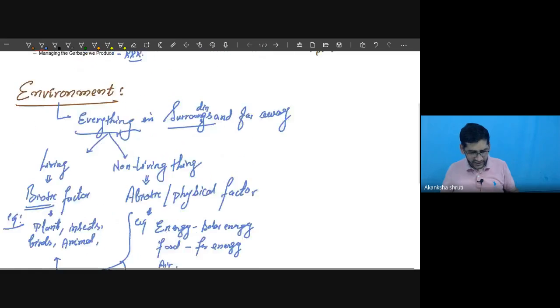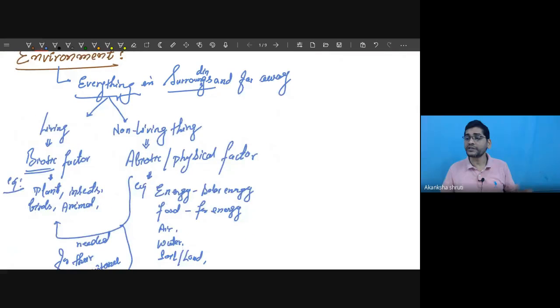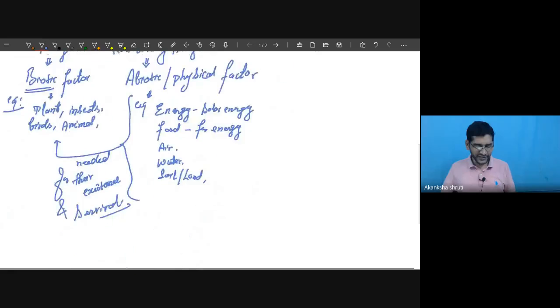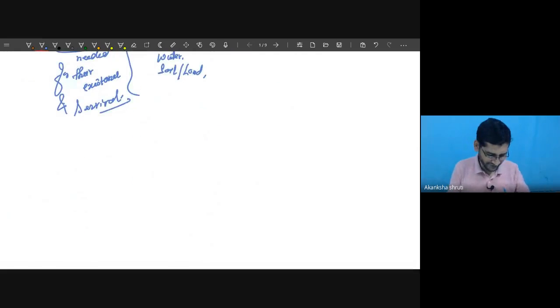And the interesting thing is that the environment includes all these things. So environment tells us what? Everything that exists around us and on which we are depending are the part of environment. Okay, student? So the definition is very simple. I am writing the proper definition.